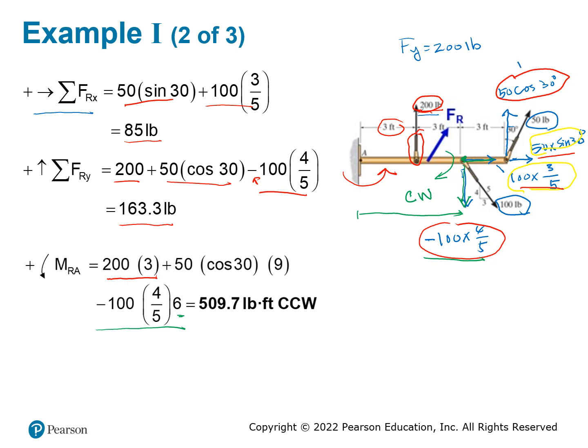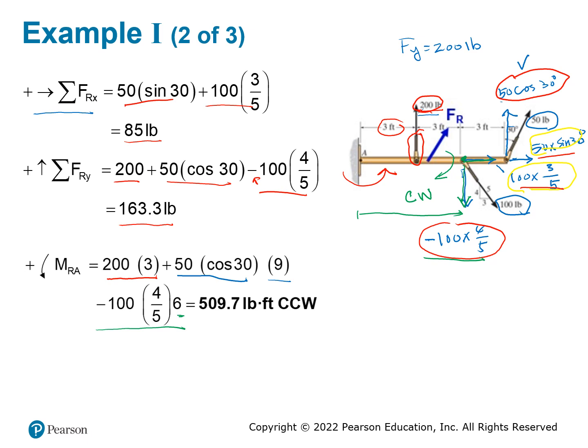The last one that we're looking at is this one here. Again, the x direction is not going to create any of the moment. This one will create the moment, and the amount of the force is going to be 50 cosine 30 degree. The distance is going to be 3, is going to be 9, and you sum it all together. This is the net moment we create at this point A.